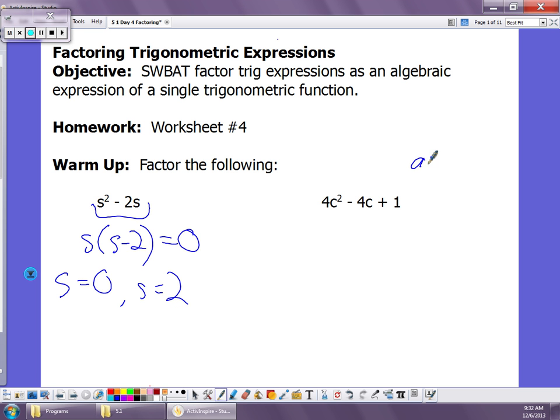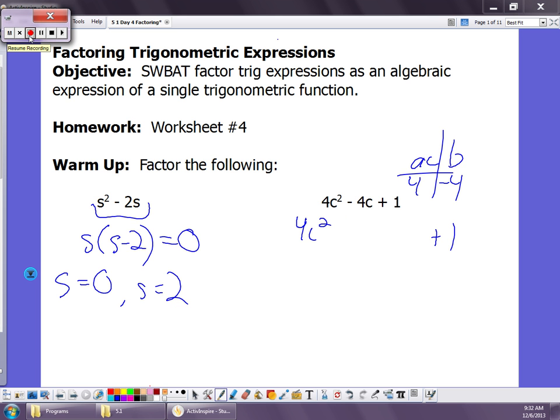Right, you would have to do ACB. So you'd get 4 and negative 4. So you want to find two numbers that multiply to 4 and add up to negative 4. Any idea? The two values would be negative 2 and negative 2. So minus 2c, and then what do we do?